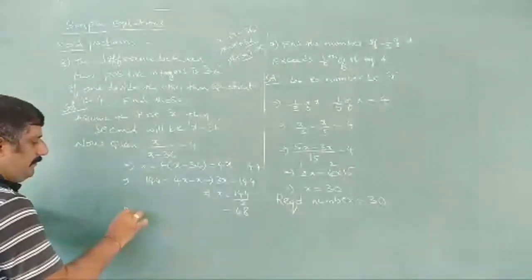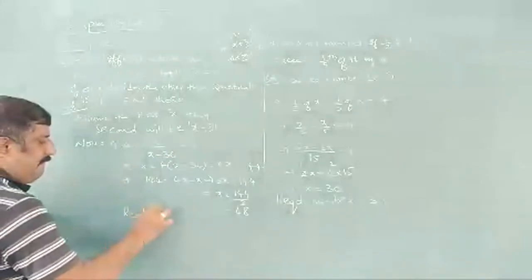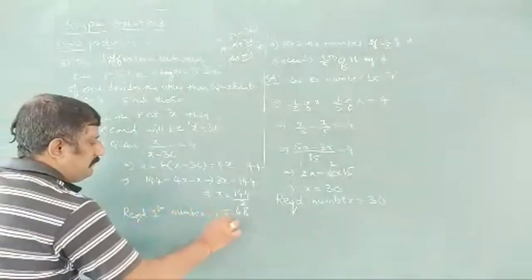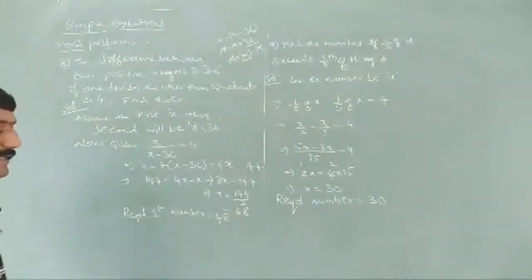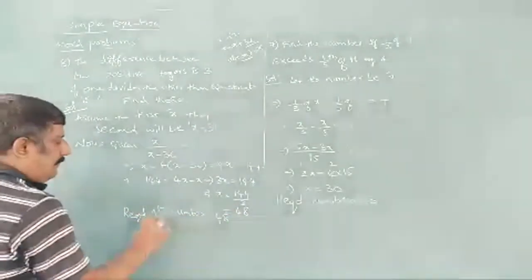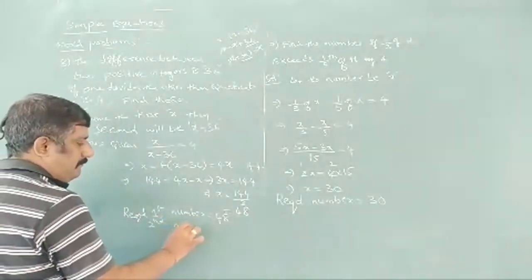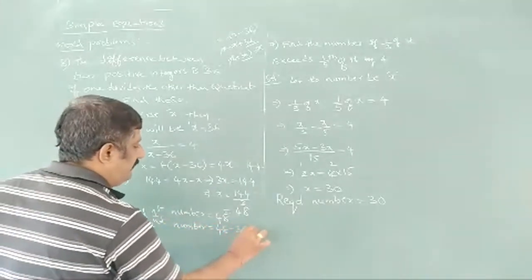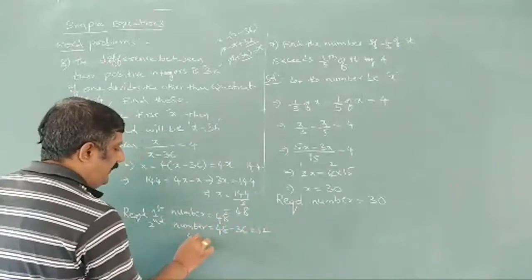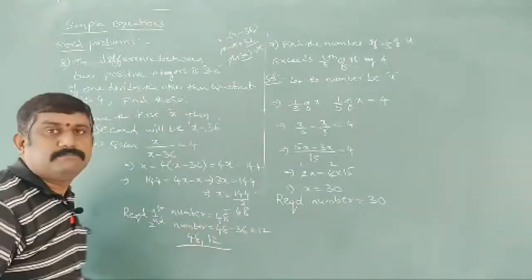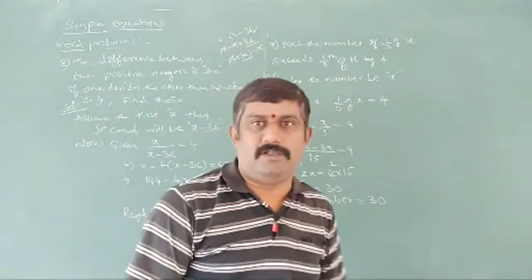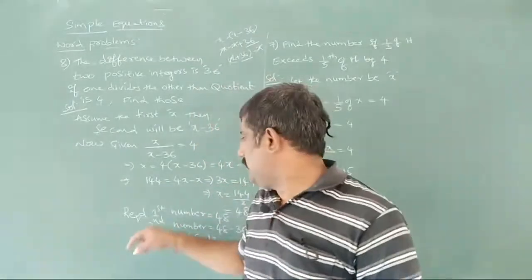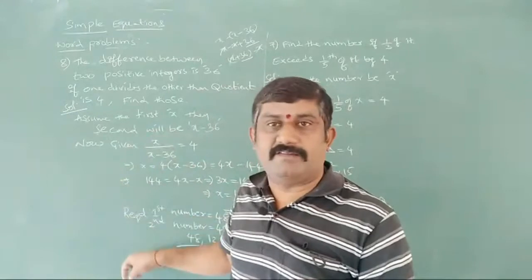That number is the first number, 48. Second number: 48 minus 36, or else 12. So 48 comma 12 is our answer. Again you check, 48 by 12 is 4. So that's it. This is the answer we need here.